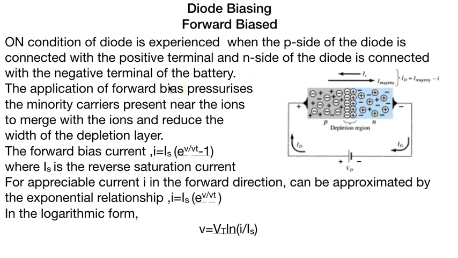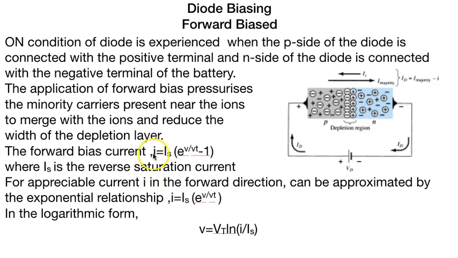Now moving on, explaining that in forward direction, we'll see that the diode is in ON condition when the P side of the diode is connected to the positive terminal and the N side of the diode is connected to the negative terminal. The application of the forward bias pushes the minority carriers present near the ions to merge with the ions and reduces the width of the depletion region. Both the plus and the minus ions merge to form a reduced depletion region.